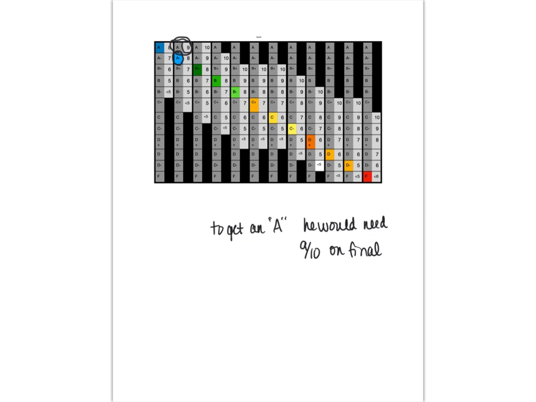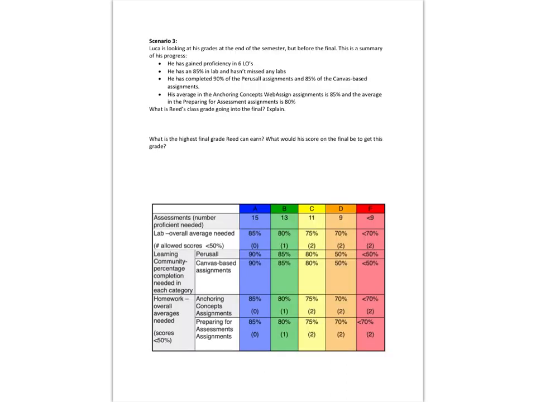The fact that he was a little lower in those other things didn't hurt too much. Although if you look, if he had been A all across the board, he wouldn't have needed as high a score to keep his A. So he has to work a little bit harder because he fell behind on perusal and Canvas and also the WebAssign. And then we're going to look at our final case, and hopefully you're getting the hang of it now.